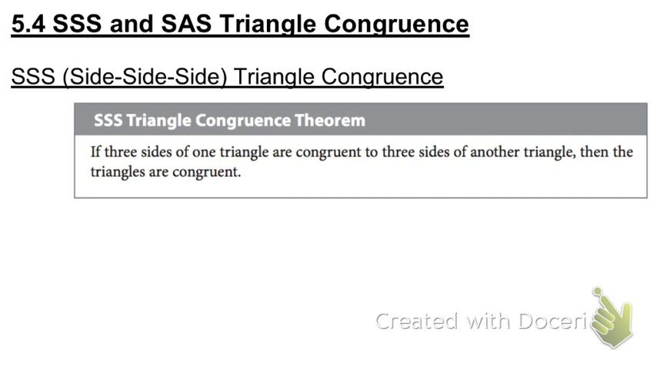If three sides of one triangle are congruent to three sides of another triangle, the triangles are congruent. That's enough for us to say that is the case. We can't possibly form any two triangles where all the corresponding sides are congruent to each other and they're not congruent. It's not possible. You can try all day long if you want. It's never going to happen.